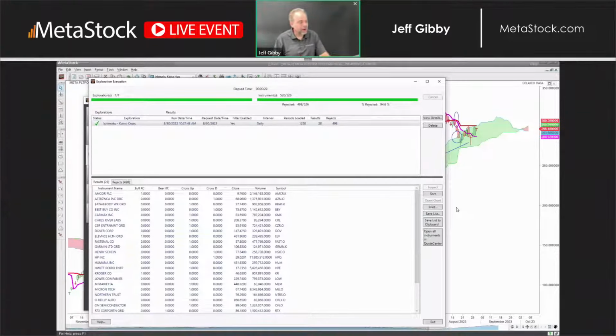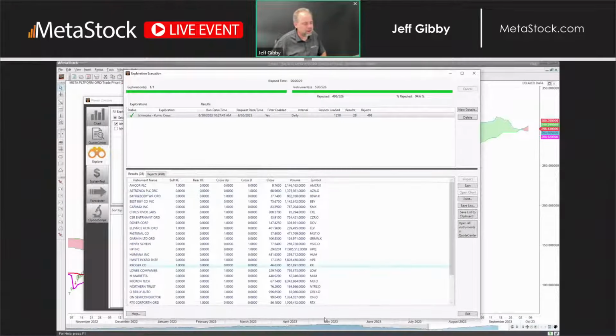Okay, all right, so the scan is done. Out of the 500 stocks, 28 of those met any of those parameters. Right here, we've got the bullish Kumo cloud twist. Here you've got the bearish twist. Here's a cross up and cross down.